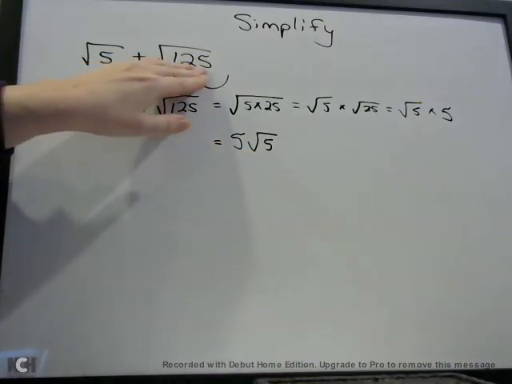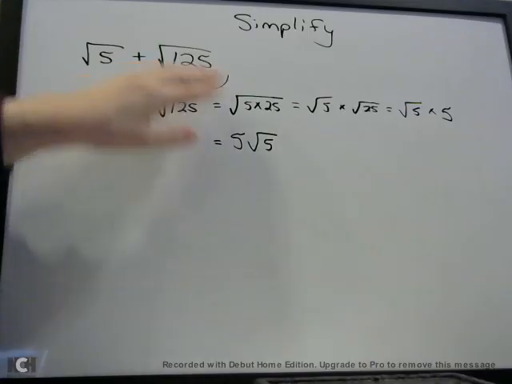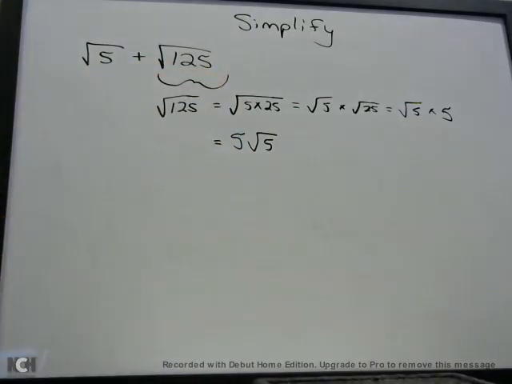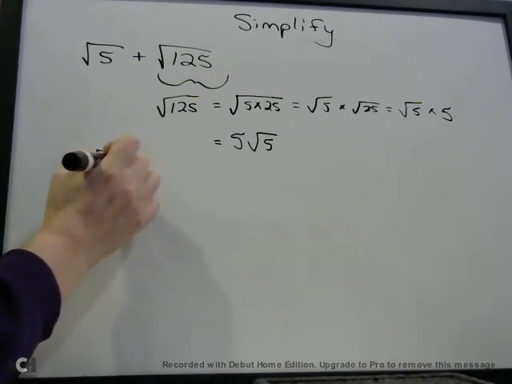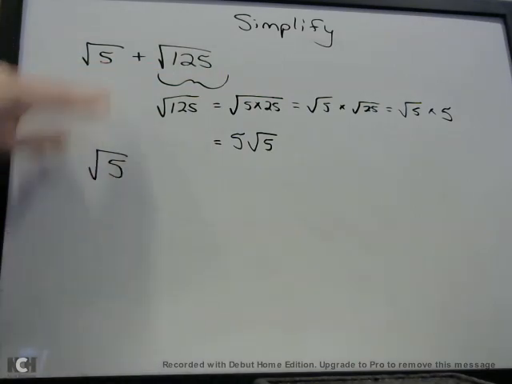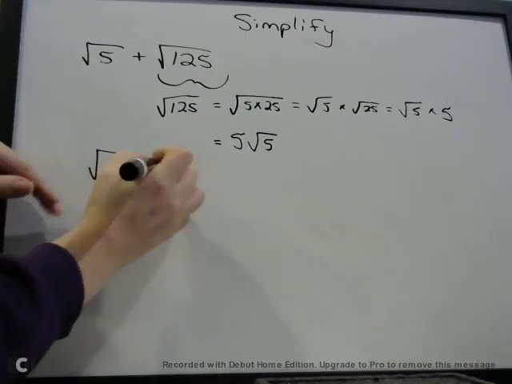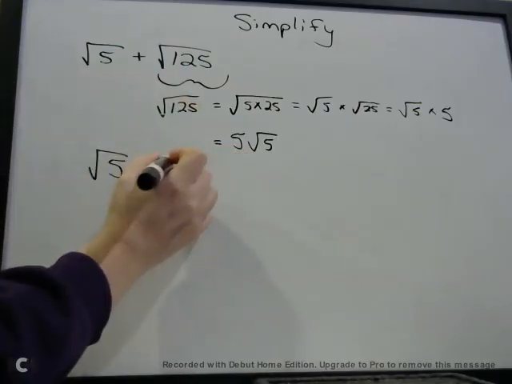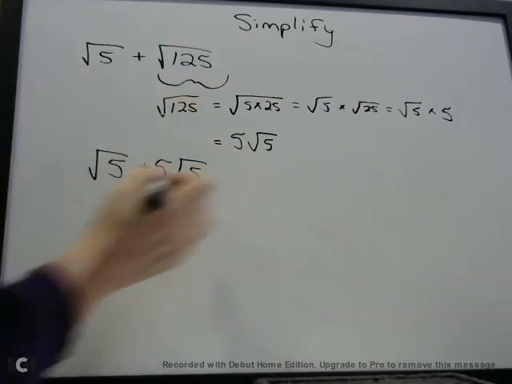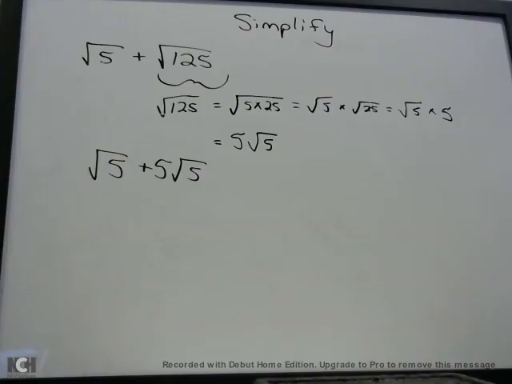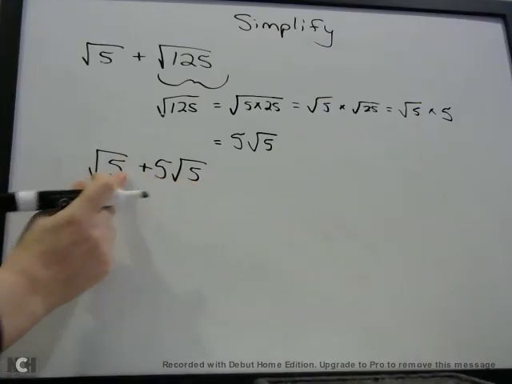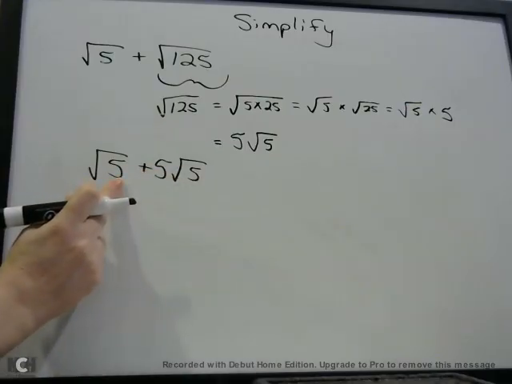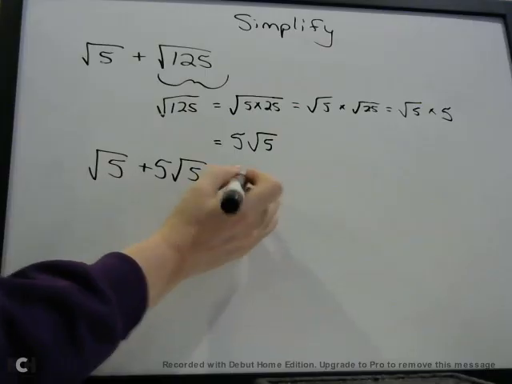So we know we can simplify the square root of 125 to this. We're going to plug this back in for the square root of 125. So our problem, remember we had the square root of 5, so I'm just copying that down, plus, and we figured out that the square root of 125 can be written like this. Now we can simplify this, because remember, if we have an addition problem but the numbers under the root sign are the same, then we can actually add them.